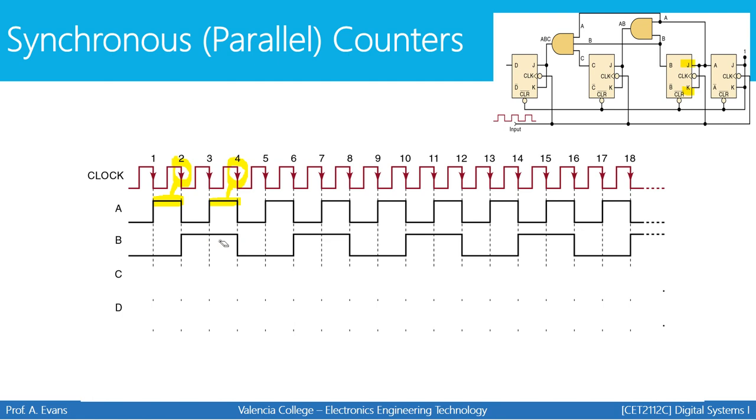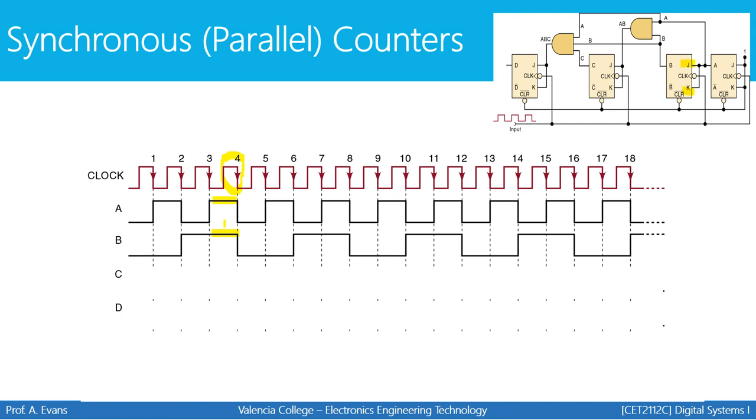If you look at flip-flop C, flip-flop C is going to have its J and K inputs tied to A and B. So flip-flop C can't toggle until flip-flop A and B are both high just before a clock transition. So if you look at flip-flop B is low here, flip-flop B is high here. Look at this point right here. This is the point right here where flip-flop C is going to toggle, because A and B are both high just as this transition occurs. That's the time when flip-flop C will toggle.